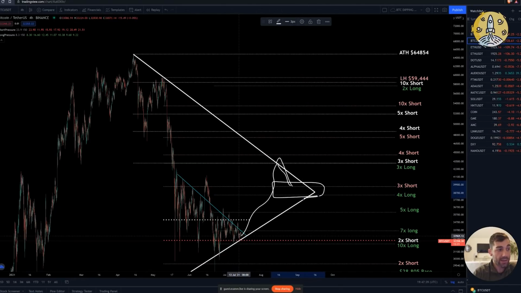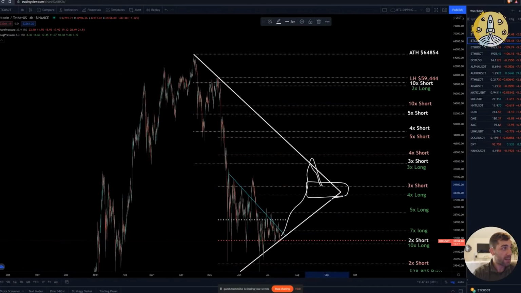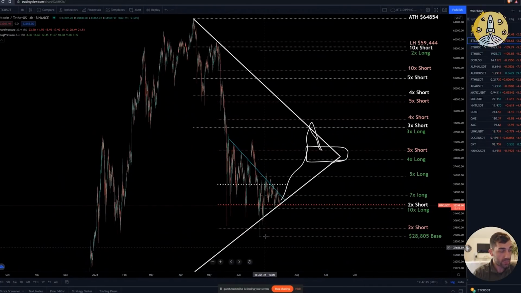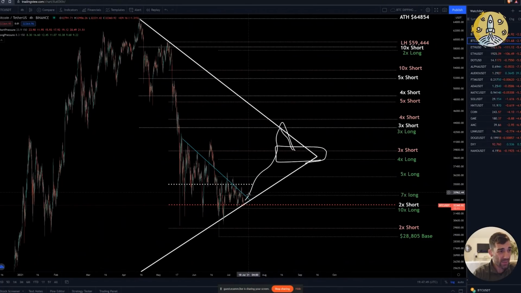So keep that in mind. When and if Bitcoin goes back up to $43,000, unless we've made new local lows or local highs, I would expect very heavy resistance at $43,000 for this reason.